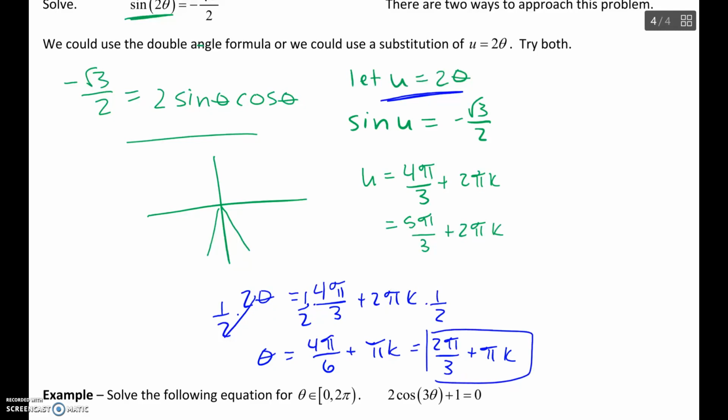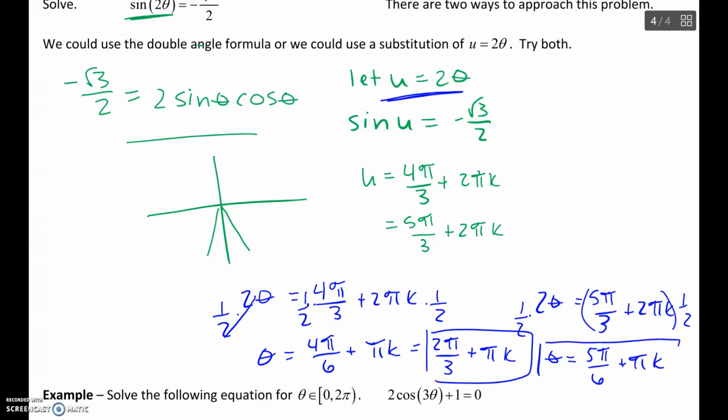I'm going to do it again. 2 theta equals 5 pi over 3 plus 2 pi k. Multiply everything times a half. And I get theta equals 5 pi over 6 plus pi k. So those are my answers.